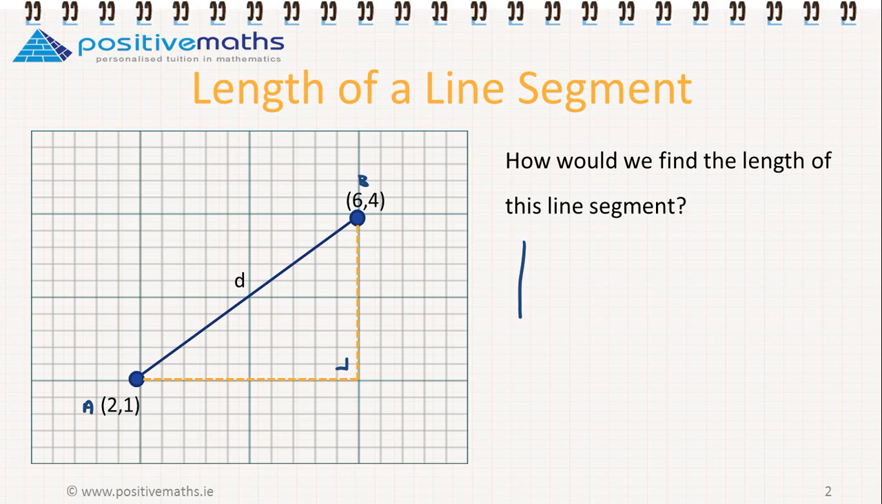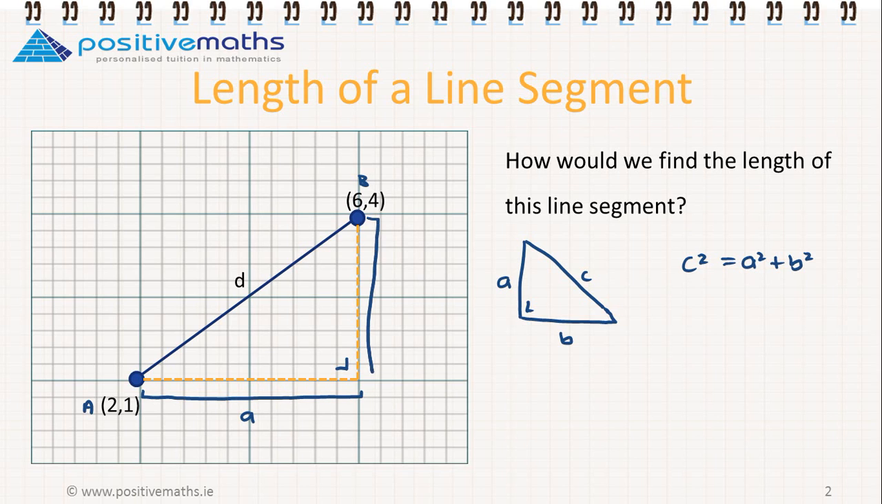Pythagoras' theorem tells us that if we have a right angle triangle, and we have A, B, and C is the hypotenuse, then C squared is equal to A squared plus B squared. So in our case here, if we identify this as A, and this length here as B, then we can apply Pythagoras' theorem to find D. So we'll have D squared is equal to A squared plus B squared. So to find D, it's going to be the square root of A squared plus B squared.